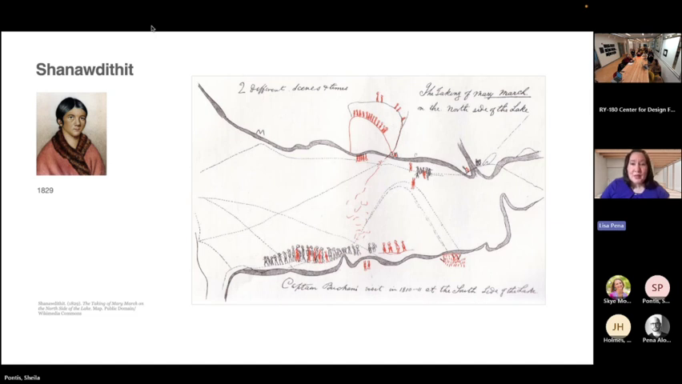And what we're seeing here is a map of her depiction from her memories of what occurred with her tribe. And so even though, compared to the maps we've already seen, it looks a bit more organic in nature, it actually has been deemed as one of the most accurate depictions of what occurred.